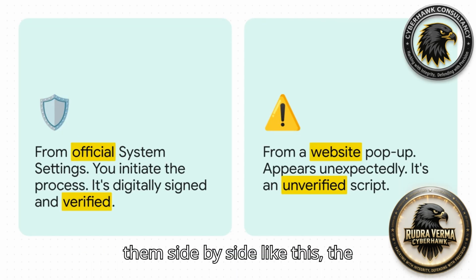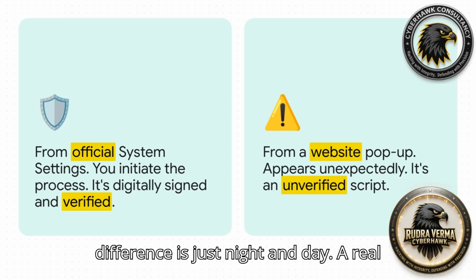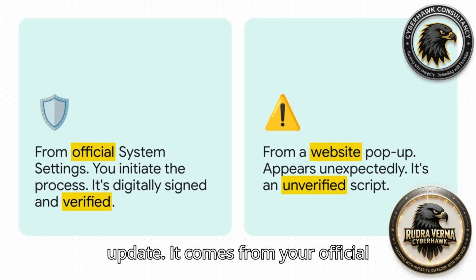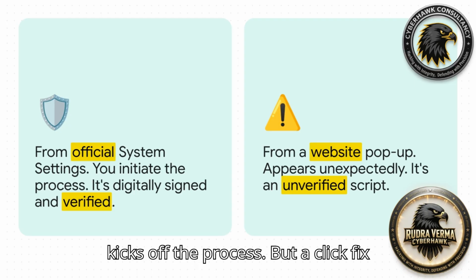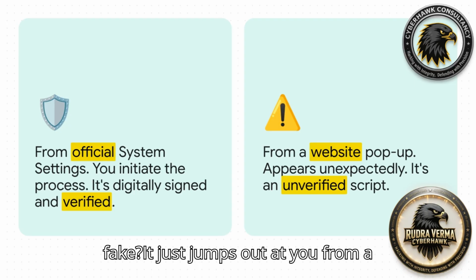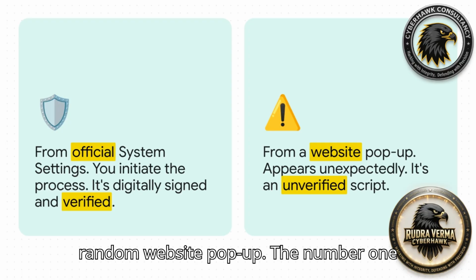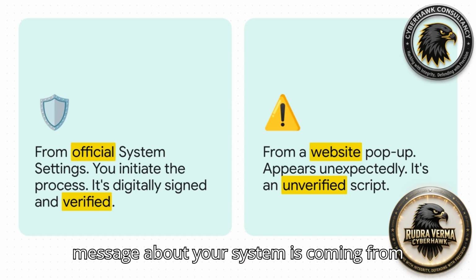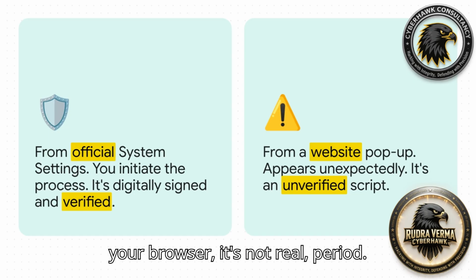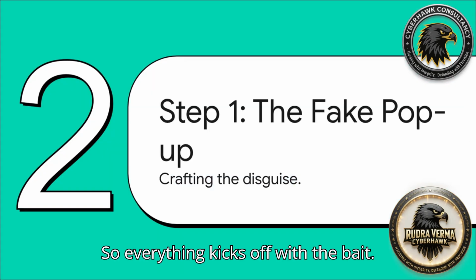When you see them side by side like this, the difference is just night and day. A real update? It comes from your official system settings, and you're the one who kicks off the process. But a ClickFix fake? It just jumps out at you from a random website pop-up. The number one thing to remember here is context. If a message about your system is coming from your browser, it's not real. Period. So everything kicks off with the bait.